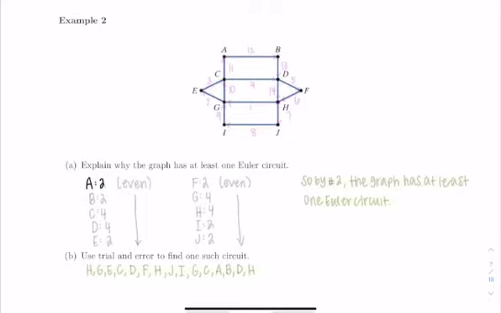So A is degree 2, B is degree 2, C is degree 4, D is degree 4, E is degree 2, F is degree 2, G is degree 4, H is degree 4, I is degree 2, and J is degree 2. So every single one of these is even.